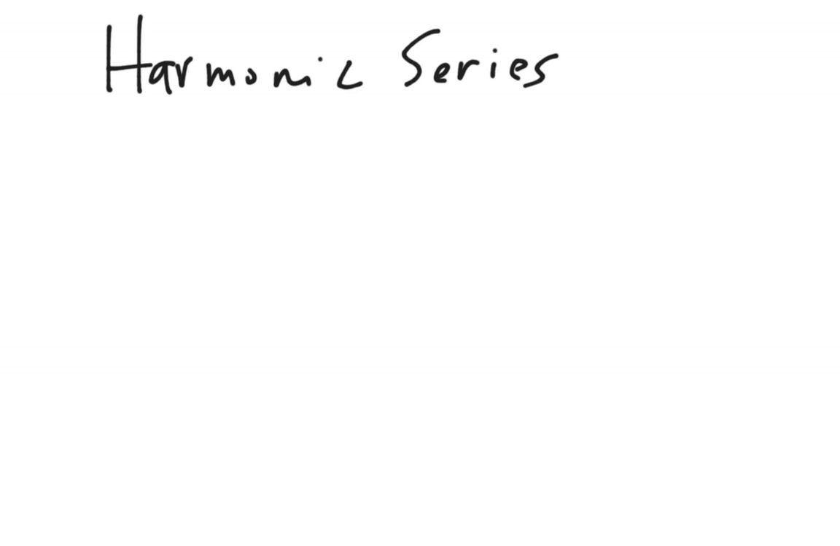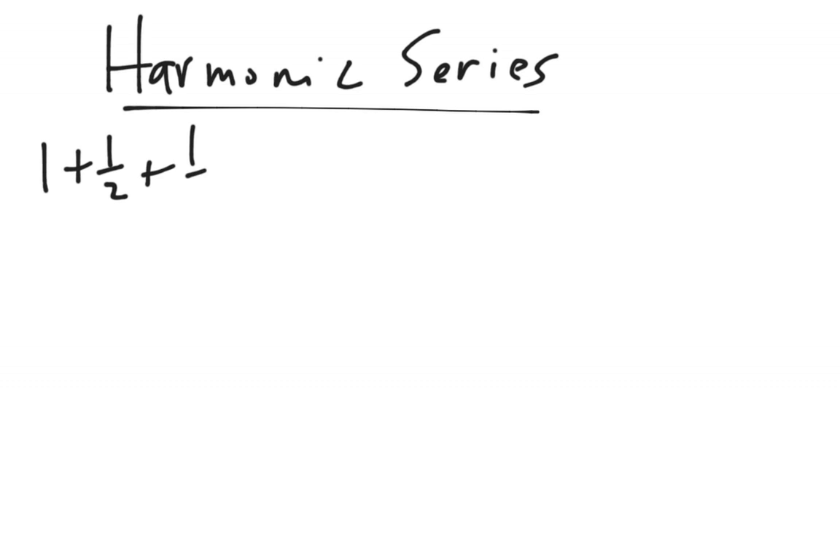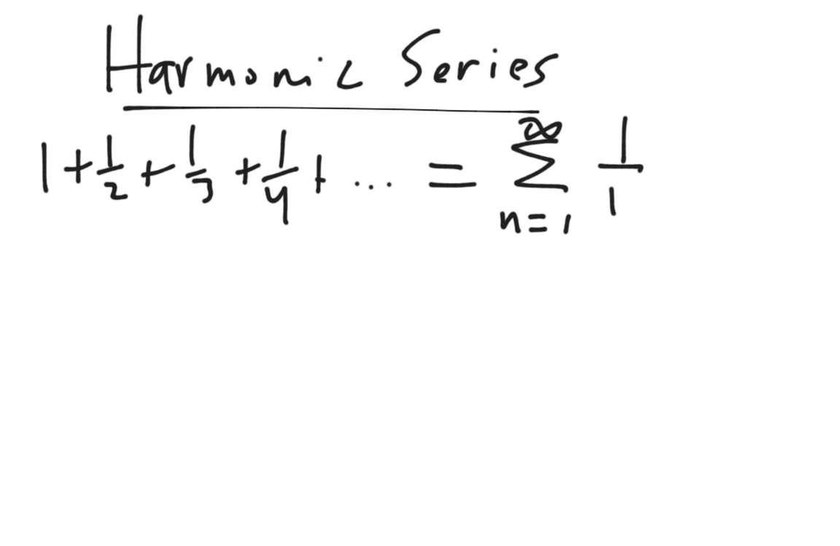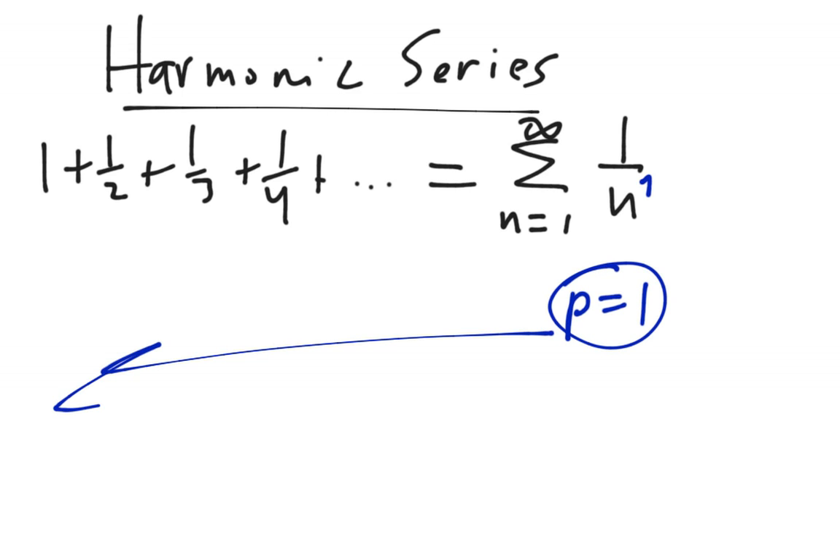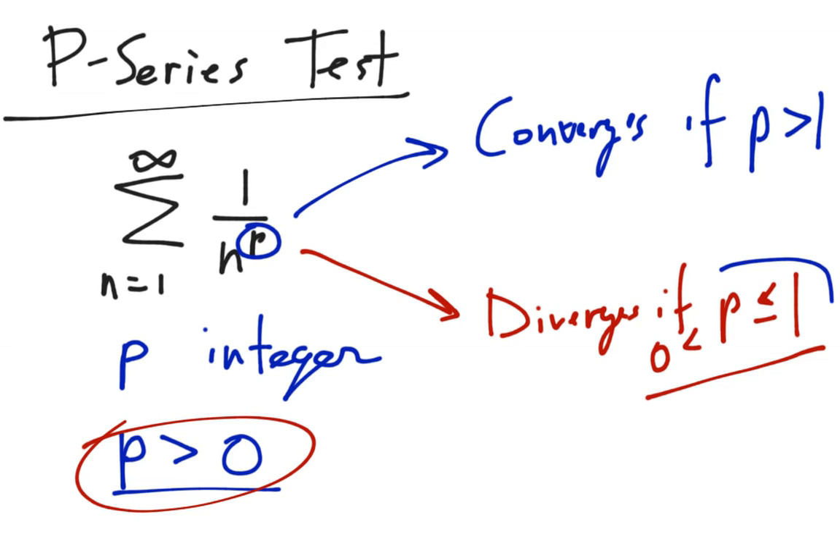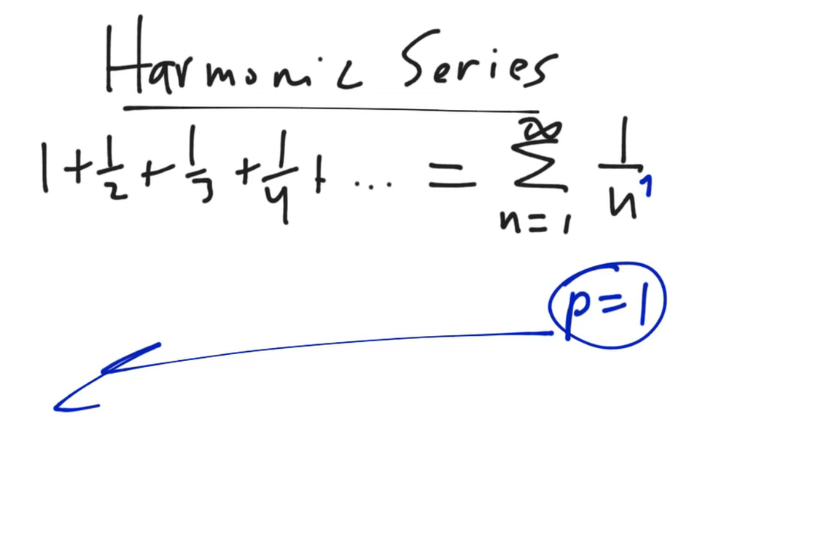So let's take a look at our celebrity function, the harmonic series. If you recall the harmonic series, you could write it out: 1 plus a half plus a third plus a fourth plus blah blah blah. Or we could write it as the summation n equals 1 to infinity of 1 over n. Hey, let's apply the p-series test to this. Notice here that the exponent on the n is a 1. Okay, so therefore p equals 1. Let's go back to the previous slide. Oh hey, p equals 1, therefore this series diverges. That's it, diverges. It's kind of anticlimactic, but that's how you would prove that the harmonic series diverges.